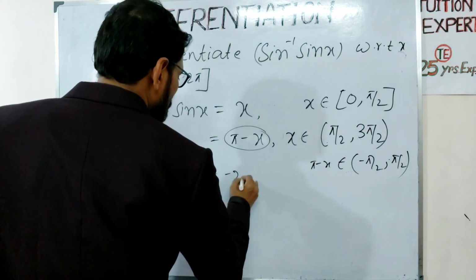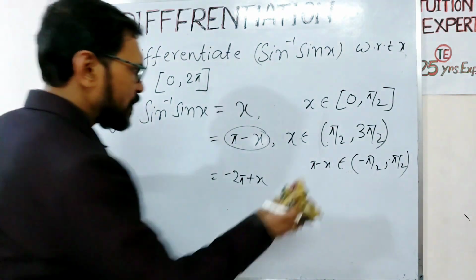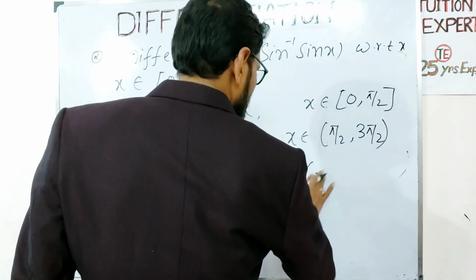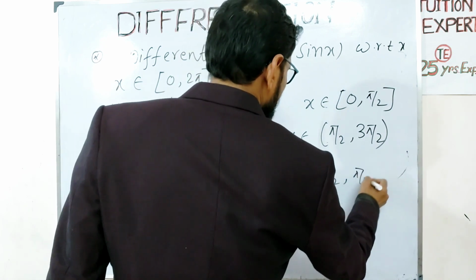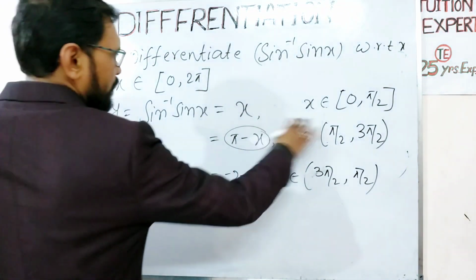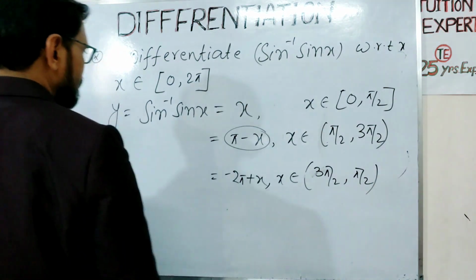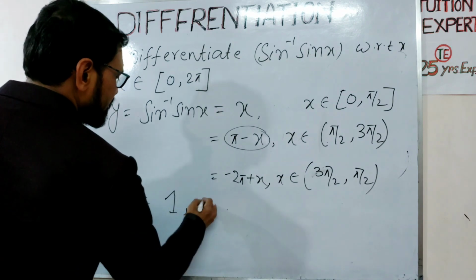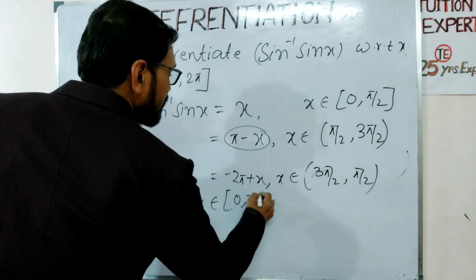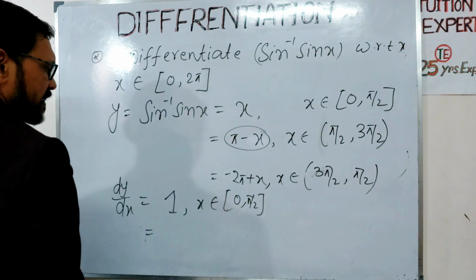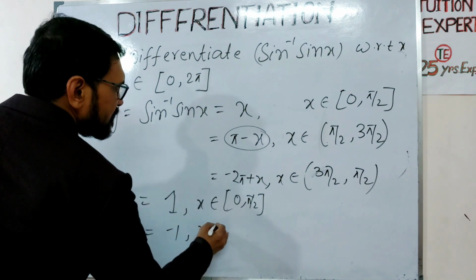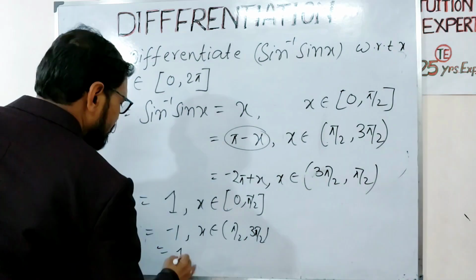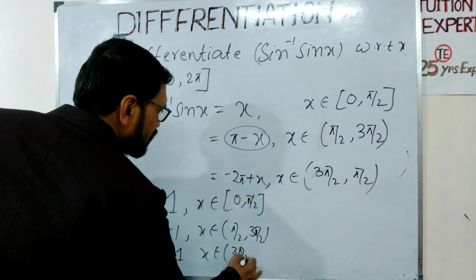Similarly, this is minus 2 pi plus x if x belongs to 3 pi by 2 to 2 pi. So we break it into these intervals, and then we can differentiate with respect to x. dy by dx equals 1 when x belongs to 0 to pi by 2, equals minus 1 when x belongs to pi by 2 to 3 pi by 2, and again 1 when x belongs to 3 pi by 2 to 2 pi.